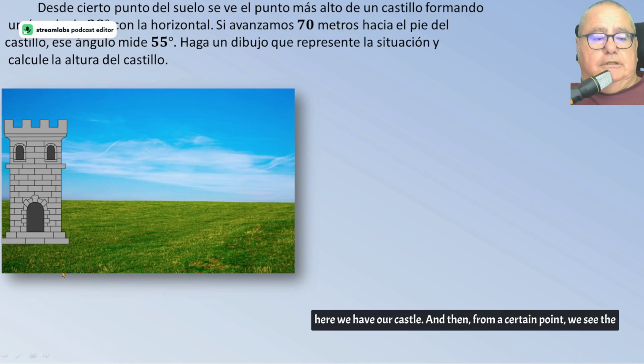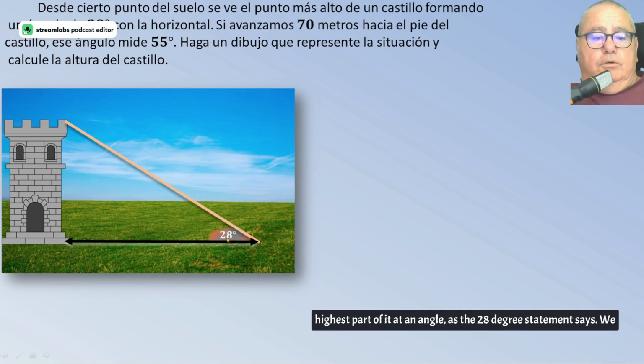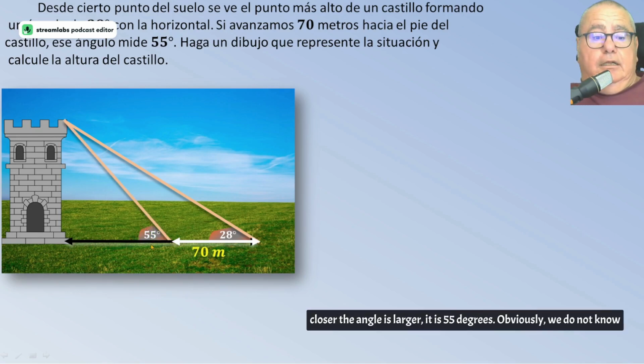Well, here we have our castle. And then, from a certain point, we see the highest part of it at an angle, as the statement says, of 28 degrees. We begin approaching the base of the castle by a total of 70 meters, and from there we measure the angle again. Obviously, being closer the angle is larger, it is 55 degrees. Obviously, we do not know the distance we need to get from here to the castle. And of course, what the problem asks of us is the height of this tower, this castle.